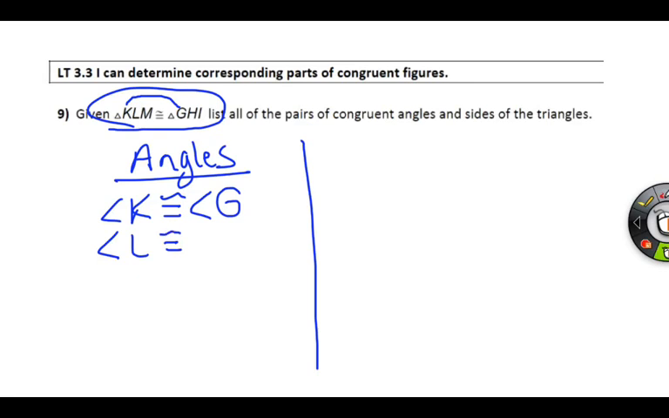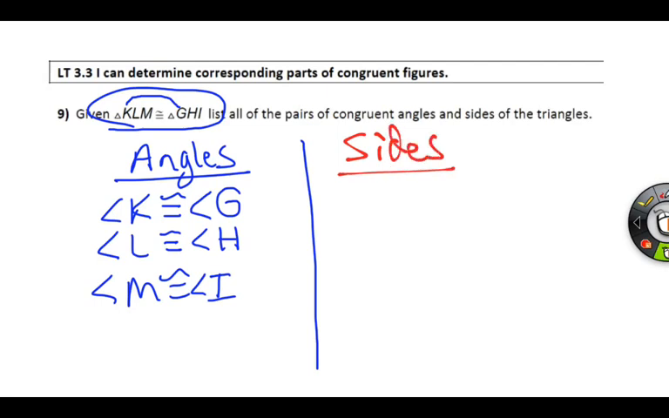Angle L is congruent to angle H, and then angle M would be congruent to I, since that's the last one. And then as far as the segments or the sides of the triangle, we would just start listing them again in order. So the first two letters would go with those first two letters. So that would be KL. KL is congruent to GH, and notice I'm putting little segments above.